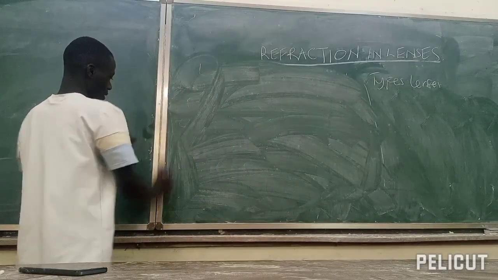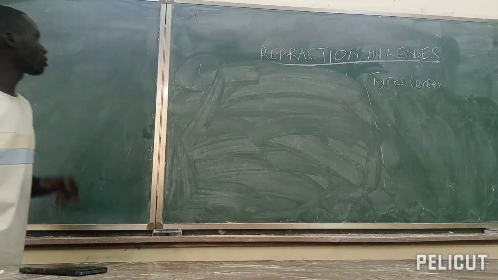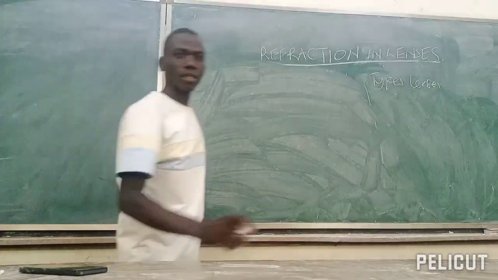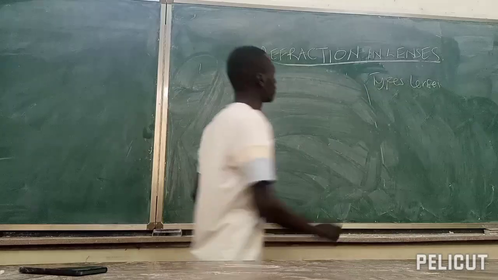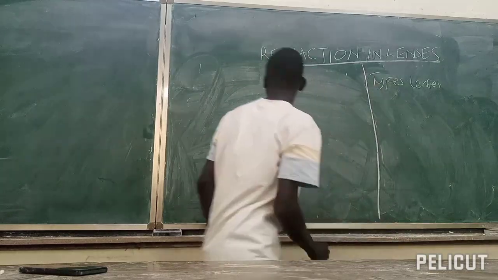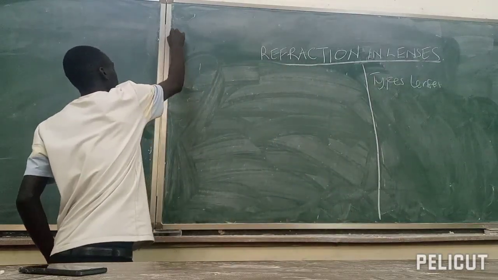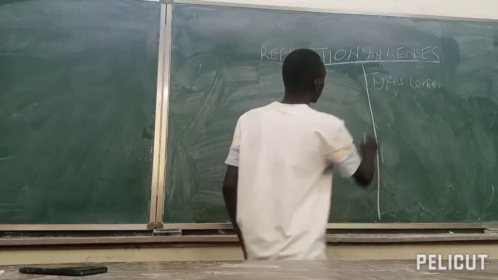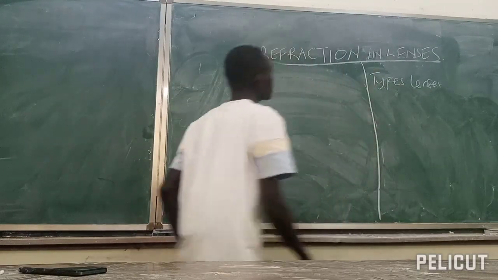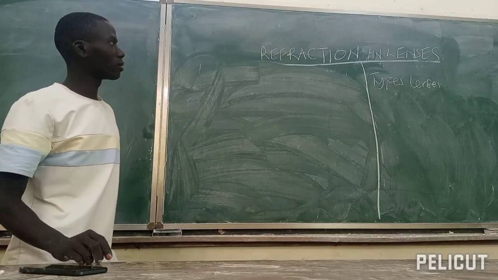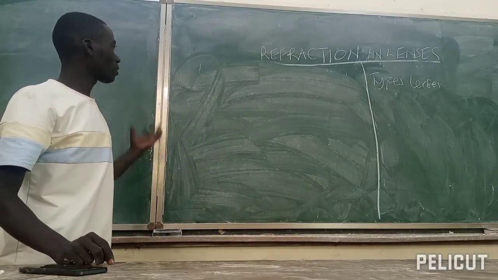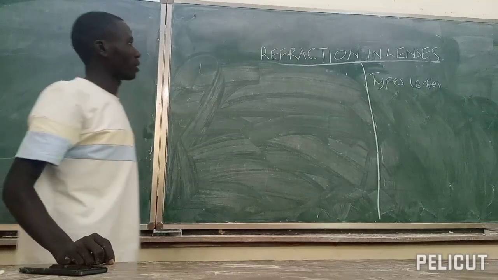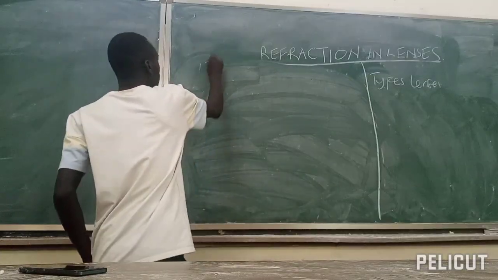Before we go to how to draw the ray diagram, how the process of refraction occurs, let us first look at the types of lenses. Because we have different types. There are those which converge, and there are those which diverge. We can't start drawing the ray diagram if we don't know which type of lens. Different lenses converge or diverge the light rays.